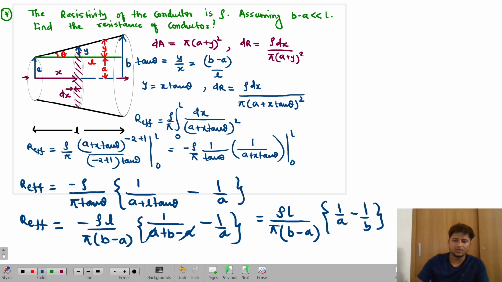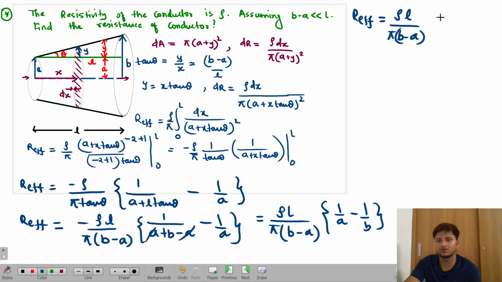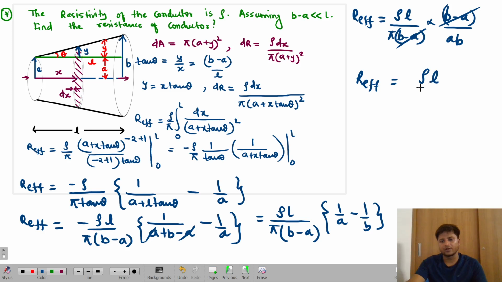Is that clear? It can be also further simplified. R effective equal to, I can take the LCM. This will be rho L by pi into (B minus A) by AB. This also got cancelled, and R effective is ultimately rho L by pi AB. Is that clear?